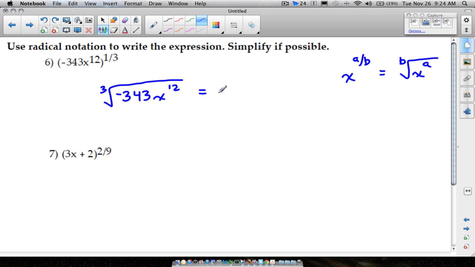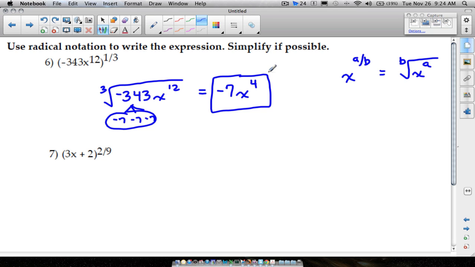It's 7. But now be careful, if you take negative 7 times negative 7 times negative 7, that's what gives you negative 343. So there's our group of negative 7's. And then how many times does 3 go into 12? It goes into 12 4 times, so we can pull out 4 groups of x's. And that's our final answer there. Now we did convert to radical notation, but notice we don't have any radicals left over.